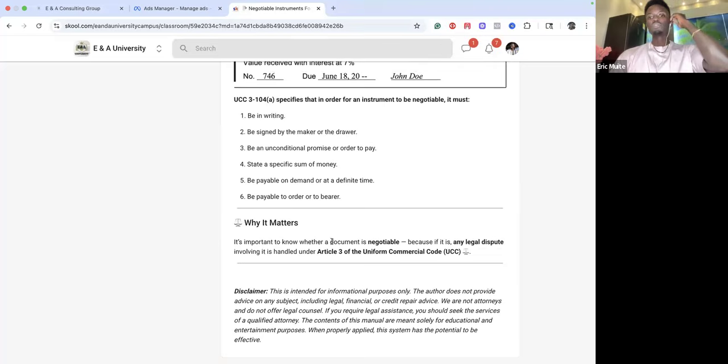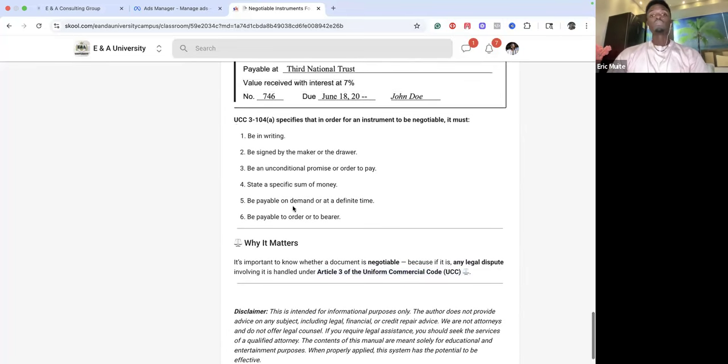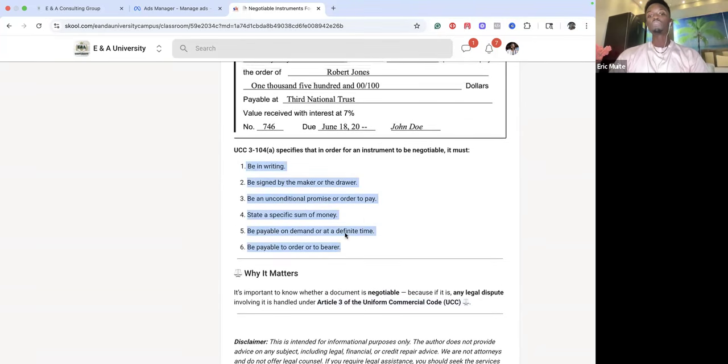It's important to know whether the document is negotiable because if it is, any legal dispute involving it is handled under Article 3 of the Uniform Commercial Code. And so this qualifies it to be under the Uniform Commercial Code because it meets all of these requirements. And this is how you determine that.